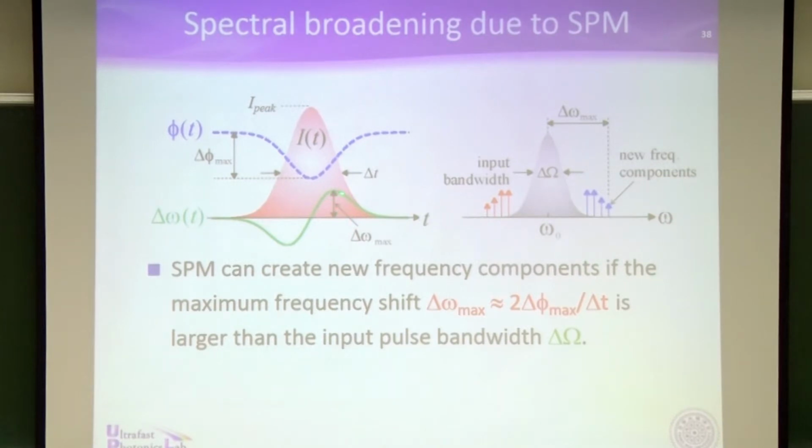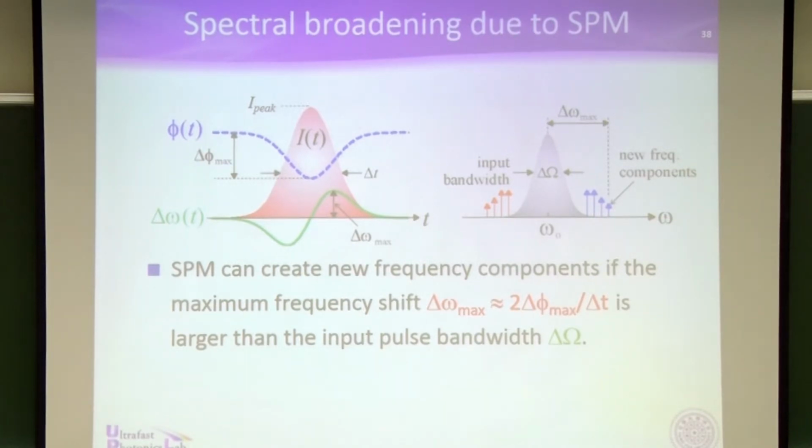How do you estimate delta omega max? You can imagine the green curve is the slope function of the blue curve, right? So where is the maximum slope in your blue curve? It's maybe somewhere here, right? You got the maximum slope. And what is the number? How do you estimate the maximum slope?